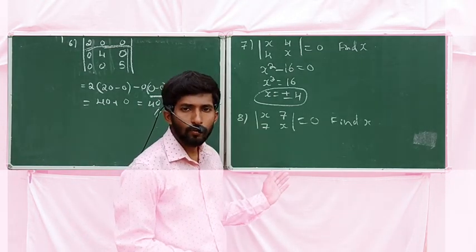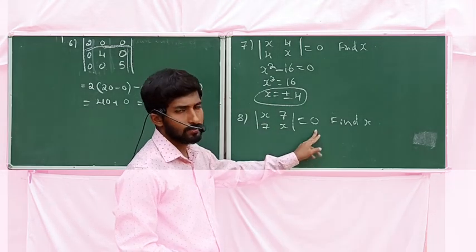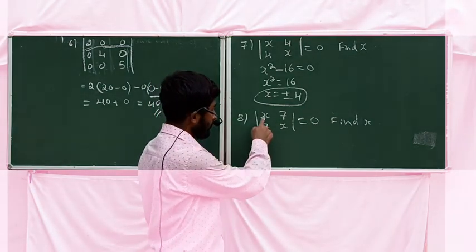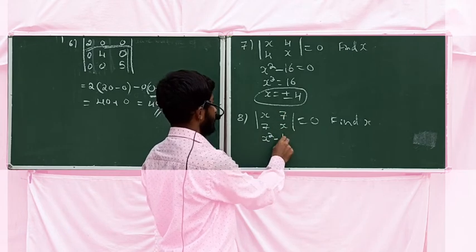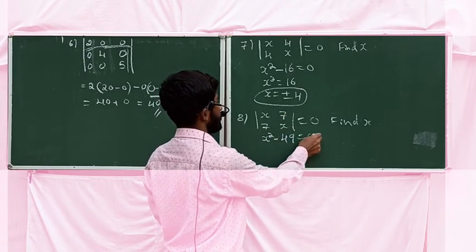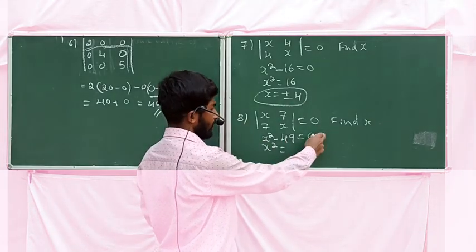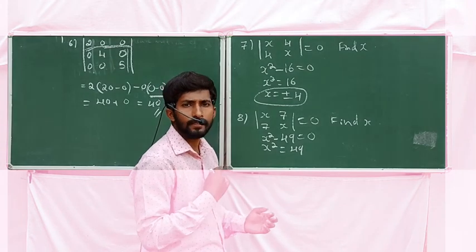Clear? Similar to previous question. Determinant of the matrix with rows x, 7 and 7, x is equal to 0. Question is again find x value. Okay. Simplify x into x, x square, minus 7 into 7, it's equal to 49, is equal to 0. x square is equal to, shift minus 49 to that side, it's equal to plus 49. x square is equal to 49.